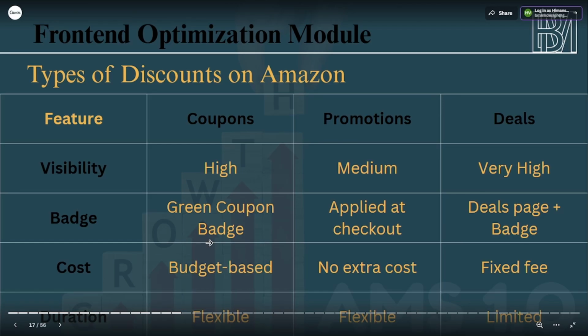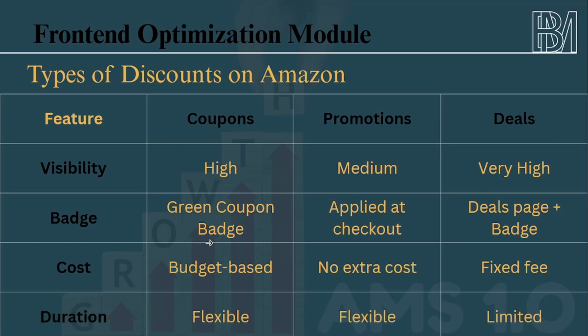Once we talk about the duration, it is flexible, like you can go with 40 days. So it is flexible for coupons. For promotions, the visibility is medium because a promotion is shown under your product page, not on your main or front page. It will show only on your detail page, and the badge is applied at checkout, where you can apply that particular promotion if you have it.